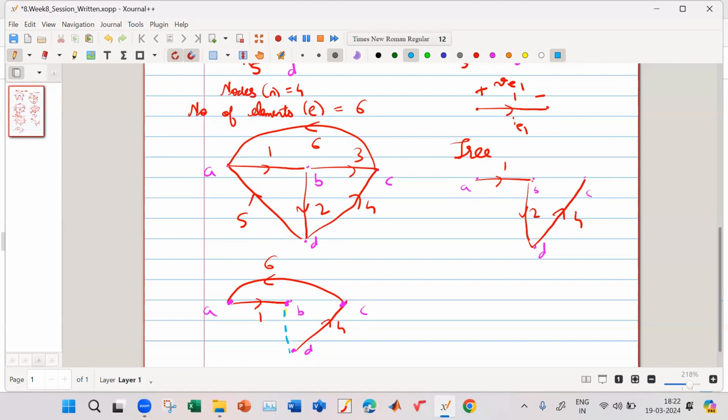A tree is formed when you connect from one node to the next node. All the nodes should be connected, but a closed path should not be formed. That is called a tree. Okay, sir. Thank you, sir.